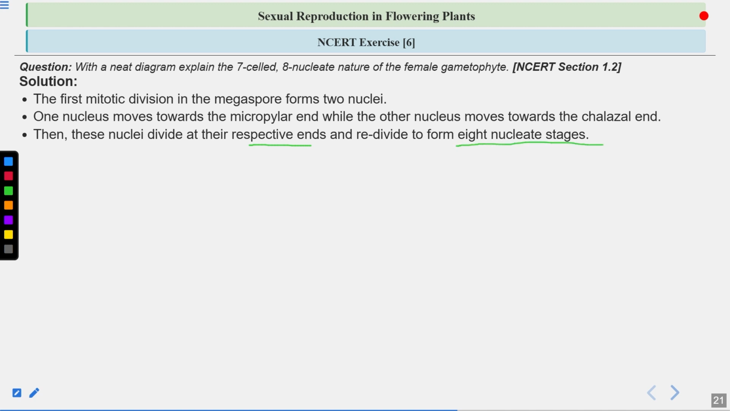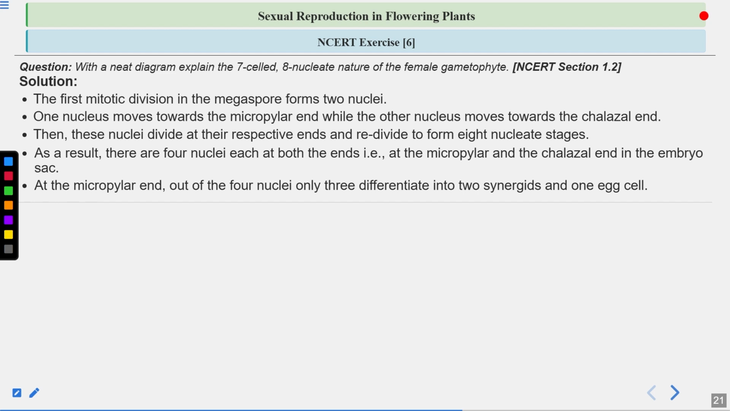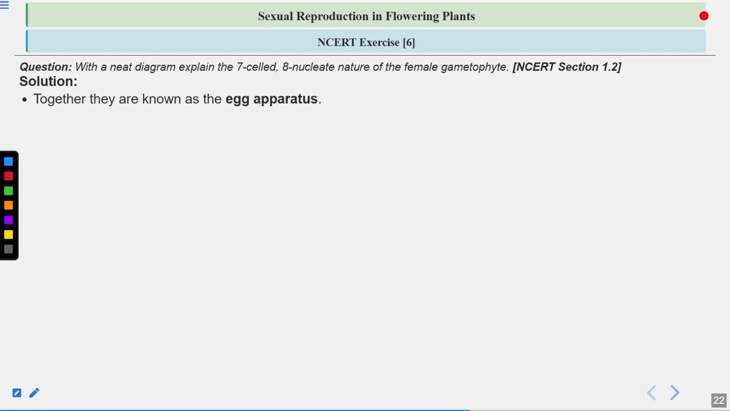Total 8 nuclei, 4 at each pole. So as a result, there are 4 nuclei at both ends, the micropylar end and the chalazal end in the embryo sac. At the micropylar end, out of the 4 nuclei, only 3 differentiate into 2 synergids and 1 egg cell, right? Together, they are called the egg apparatus.